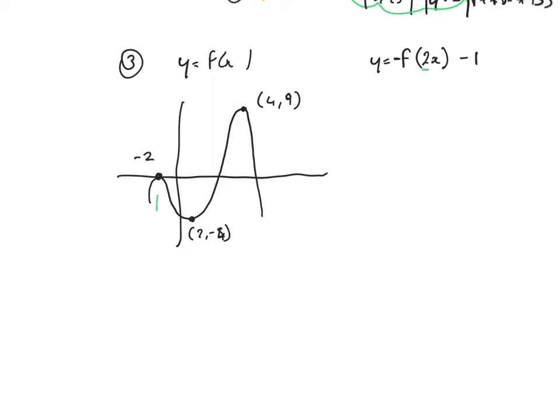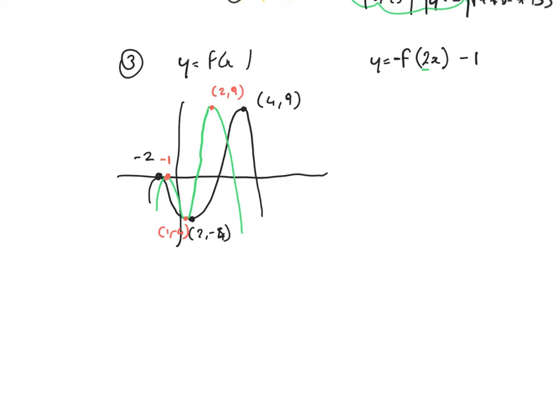So that squashes the minus 2 into minus 1. It then squashes the 2 into 1. Notice it doesn't have any impact on the y coordinates. It then squashes the 4 into 2. So then I mark that in. Okay, so minus 2, 0 is now at minus 1, 0. Instead of 2, minus 4, it's now 1, minus 4. And then instead of 4, 9, it squashes into 2, 9.